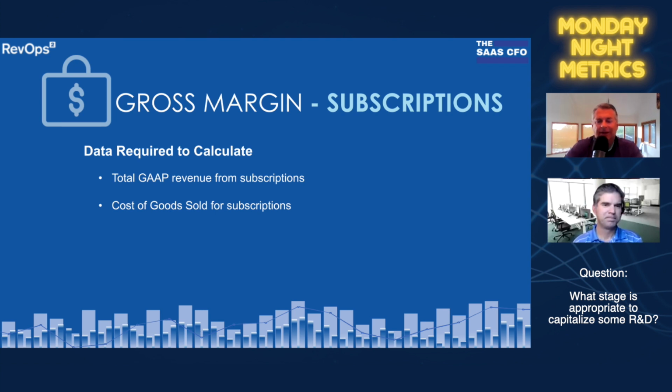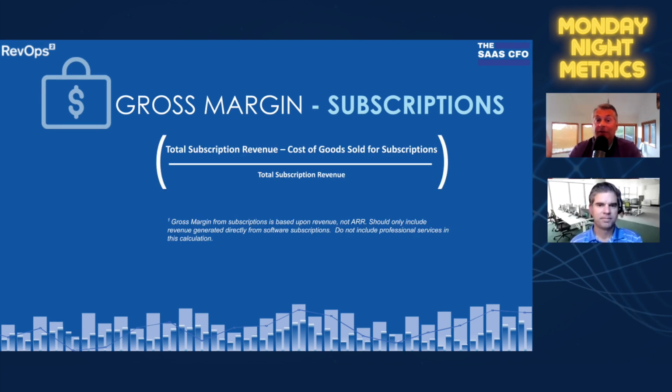Okay. Well, let's get into the actual formula, which is pretty easy for gross margin on subscriptions, but let's go ahead and cover it, Ben. Yep. So we hit on this before, but again, it's our subscription revenue less COGS, which is tech support, customer success, and DevOps, over our total subscription revenue.